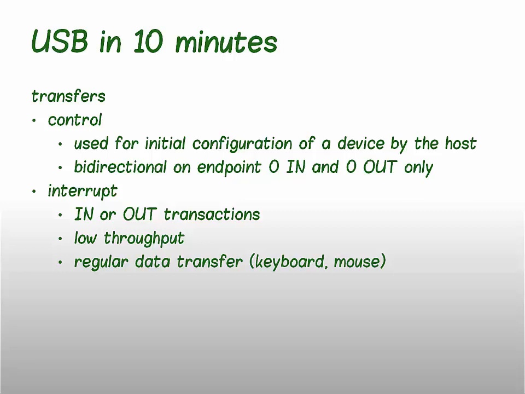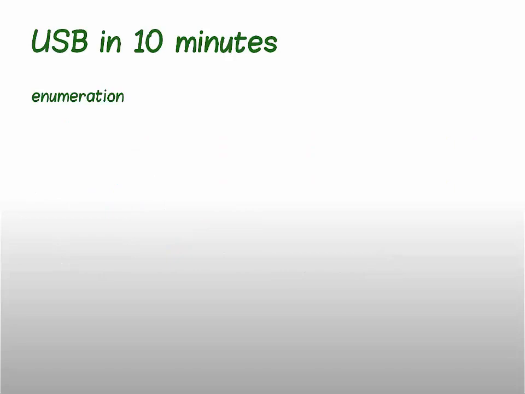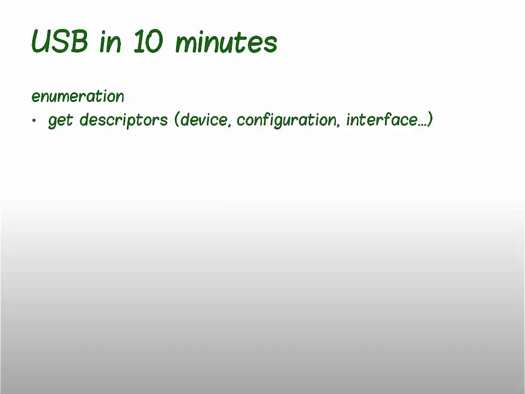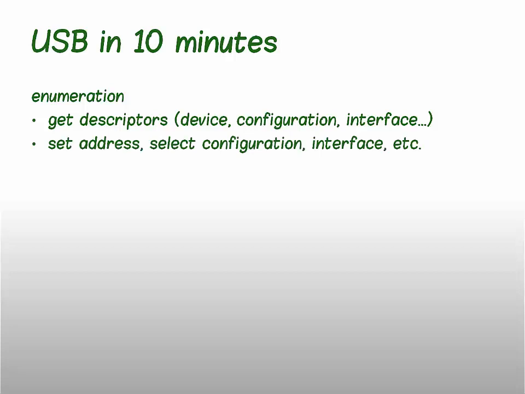Finally, we need to mention a process called enumeration. When a device is attached to the bus for the first time, the host starts to request descriptors from the device. Descriptor is a data structure providing host with information about the particular device, such as the maximum data packet length. There are many different types of descriptors. When the host gathers the necessary information from descriptors, it assigns an address to the device, configures the device as appropriate, and can start data transfer as needed.